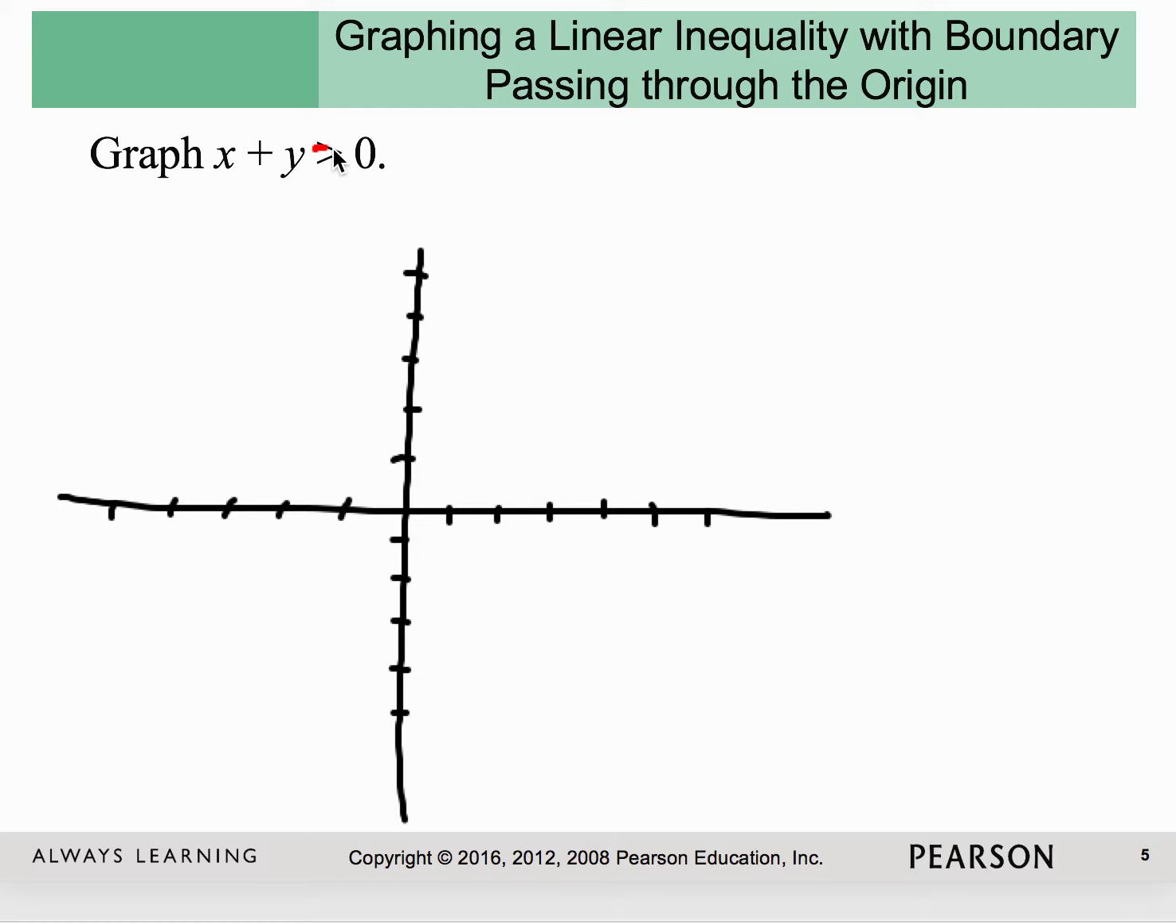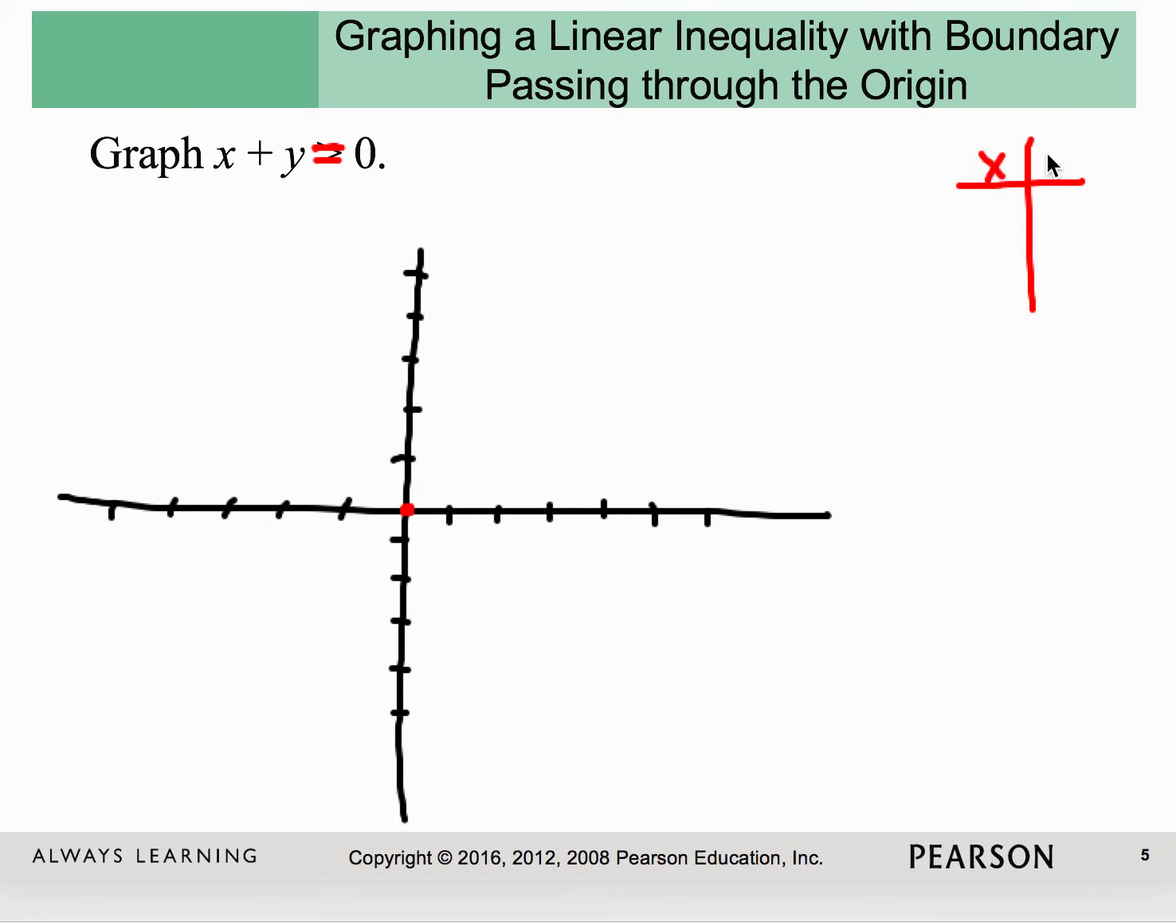So I'm just going to imagine that it's an equal. X and Y is on the same side. I'm going to use the intercept method. If X is 0, Y is 0. Uh-oh, I only get 1 point. So I have to find another point. Any point, it doesn't matter, right?